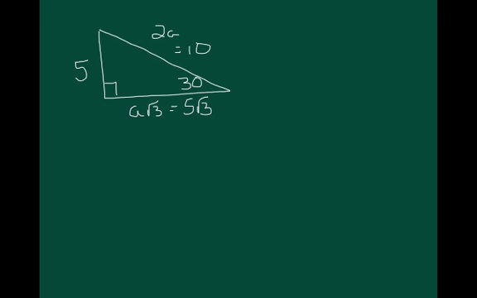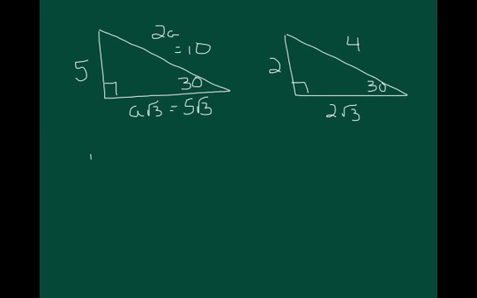Let's try another one. Can you solve this 30, 60, 90 triangle? Pause the video for a minute and see if you can. Since the side opposite 30 is a, and that equals 2, the hypotenuse will be 2a, or 4, and the side opposite the 60-degree angle will be 2 root 3.